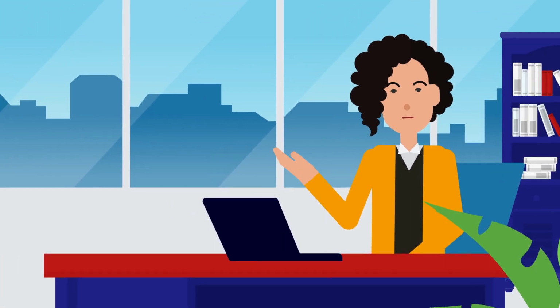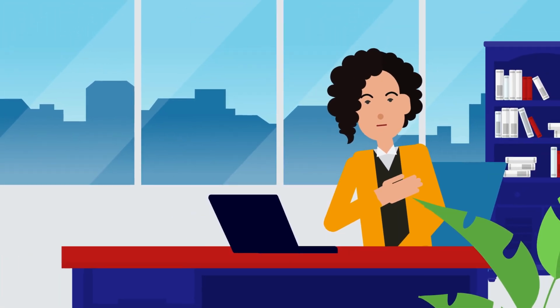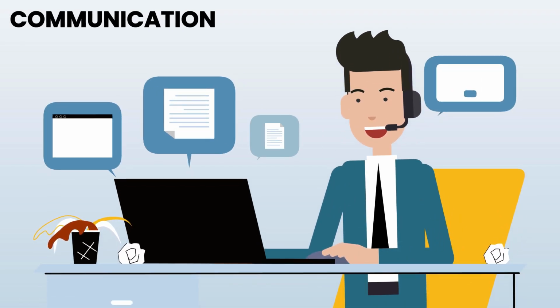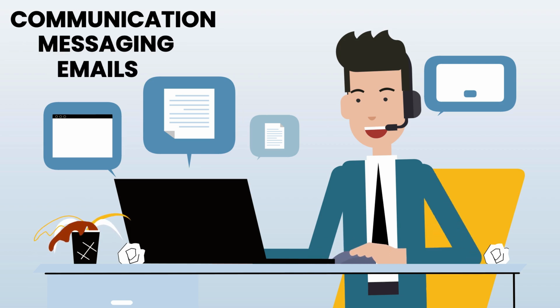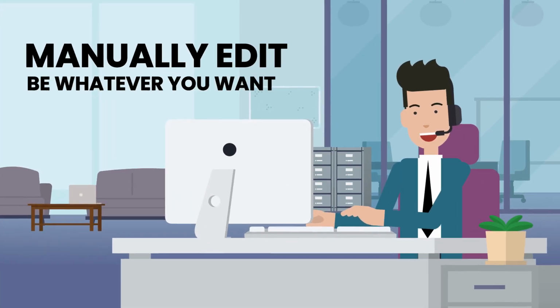Email templates can be verbose, customized, and with full-color HTML. If you select the Snippets tab, you'll see templates for short-form communication like text messaging or brief emails. Snippets are black and white. Preloaded snippets are listed here. You can manually edit these to be whatever you want.